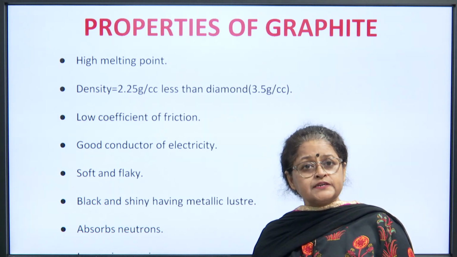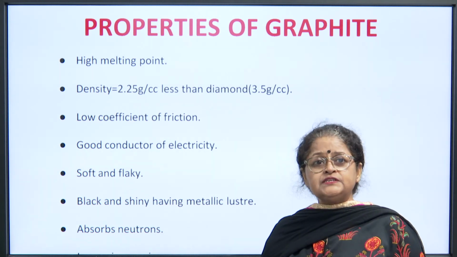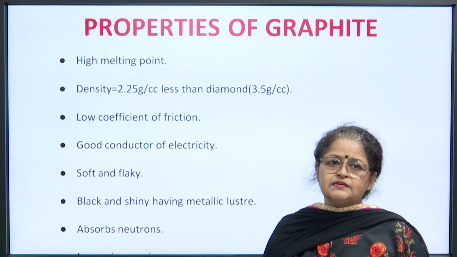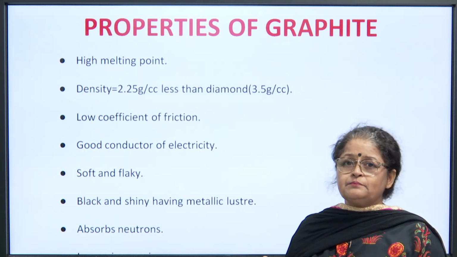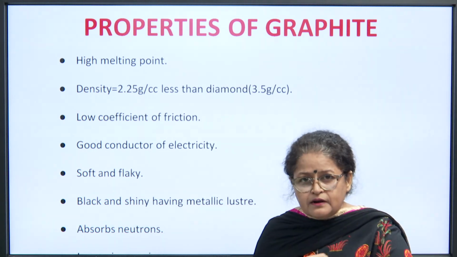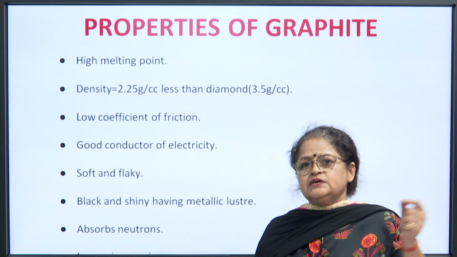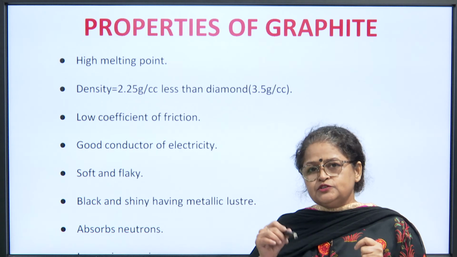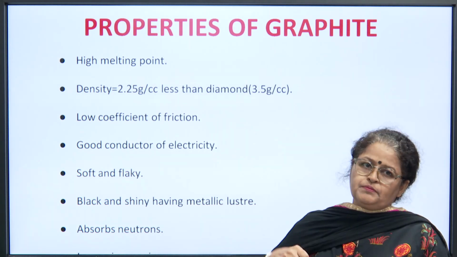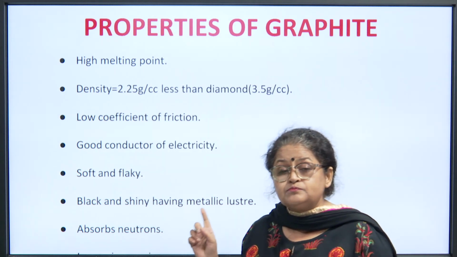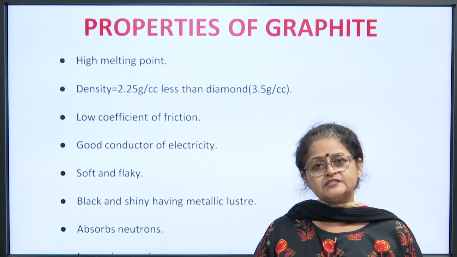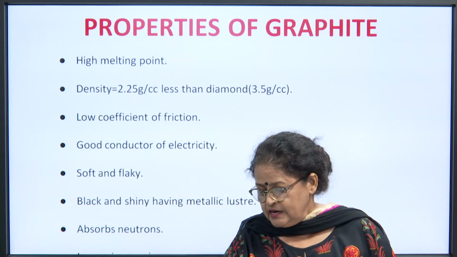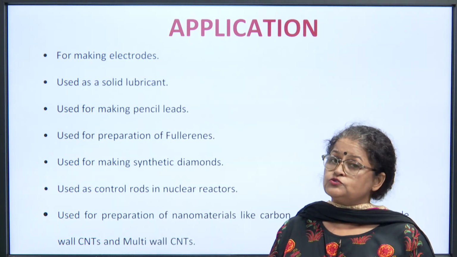It is soft and flaky, and because of this reason it is used in pencil leads, and black and shiny, having a metallic luster. So when it is scratched across a piece of paper, it leaves an impression. Because of that, we can use pencil leads to write on paper. And graphite absorbs neutrons, and that is why graphite rods are used as control rods in nuclear reactors, which is a very good application of graphite.